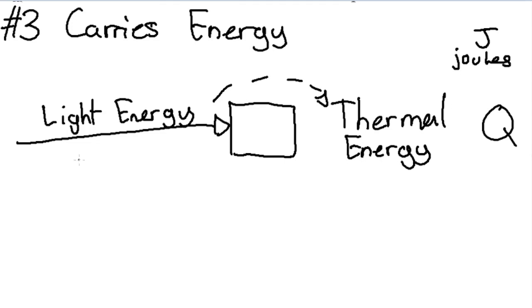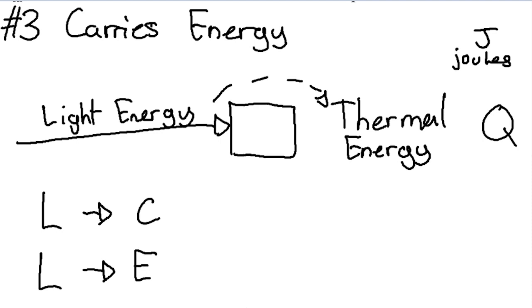Also, light can be converted into different types of energy. For example, we have photosynthesis. This time, light would be converted into chemical energy. So in photosynthesis, light energy gets converted into chemical energy. And in the case of solar panels, light energy gets converted into electrical energy. So yeah, there's that. That's property number 3. Light carries light energy. Now let's move on to the fourth property.